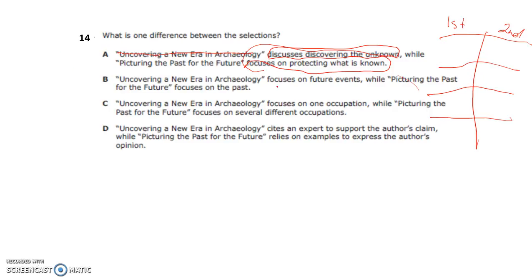Then you are focusing in on this part, focuses on the future events. And the second passage is talking about focuses on the past. So really you can even focus on just this. All of them say focus, discusses, focuses, so you can almost limit that. This is focusing on one occupation. This one's focusing on several different occupations.